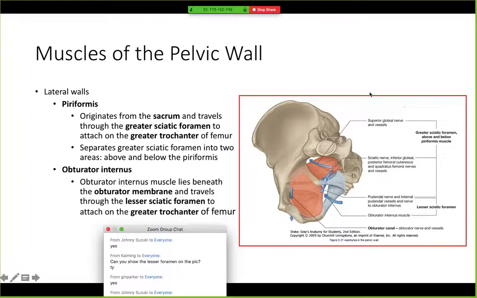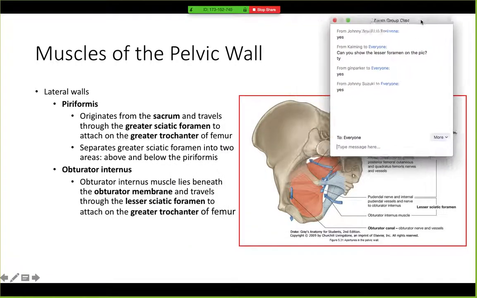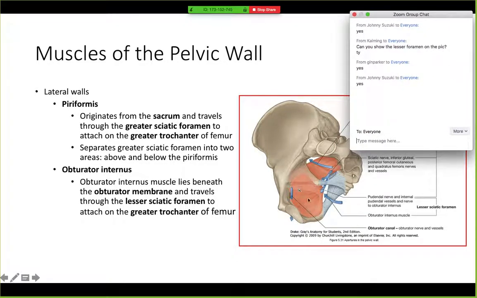So this is eventually going to be a very important picture. One thing that is going to show up all over your exam is what structures are traveling through which foramen. So this right here is kind of a big important point to eventually get down. All right, and then we have this muscle right here, the obturator internus. So that muscle lies beneath the obturator membrane, and it travels through the lesser sciatic foramen to also attach on the greater trochanter of the femur.